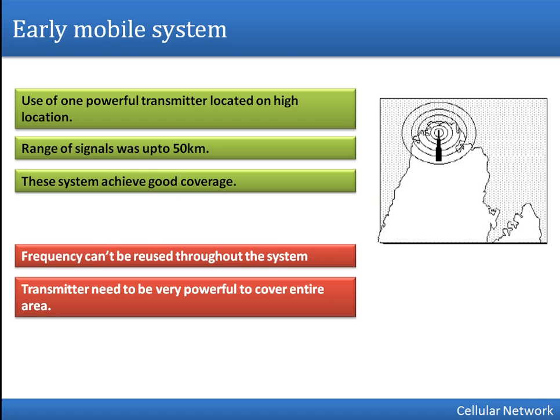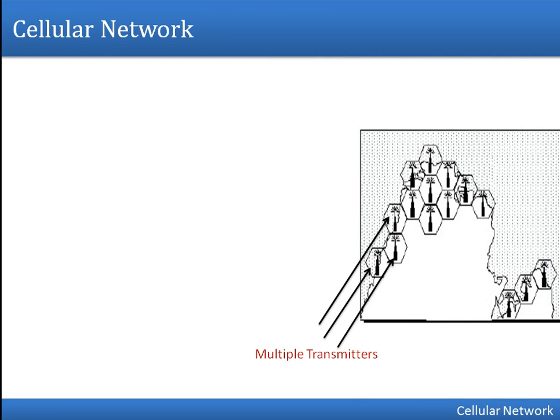Now, what did cellular network suggest? Cellular network suggested that instead of having a single transmitter, why don't we go for multiple transmitters with low power. So in cellular network, instead of having a single transmitter, a single station, we have multiple stations. Now these stations are not as powerful as we have seen in the previous slide. These transmitters are less powerful, they have less power. Because of this reason, they can cover a particular area of a region.